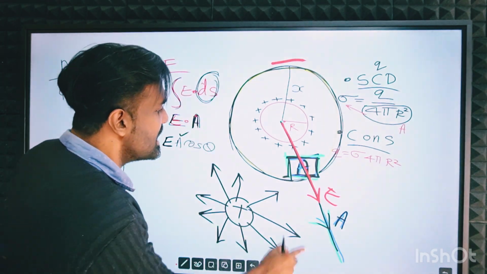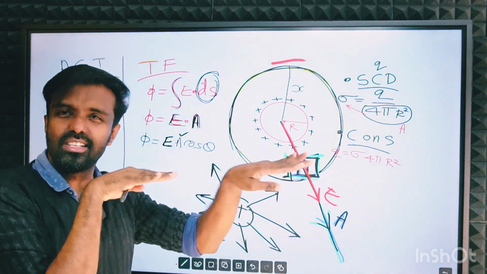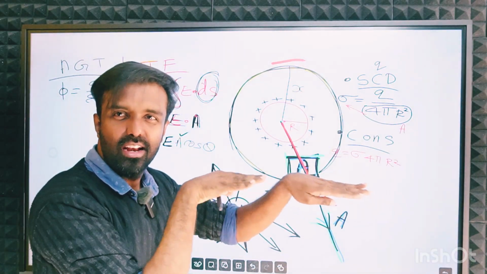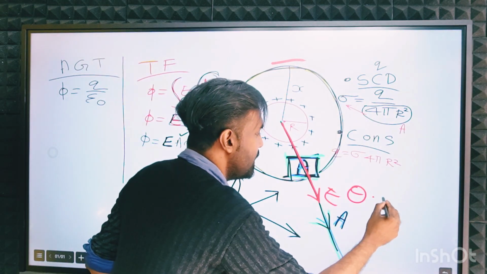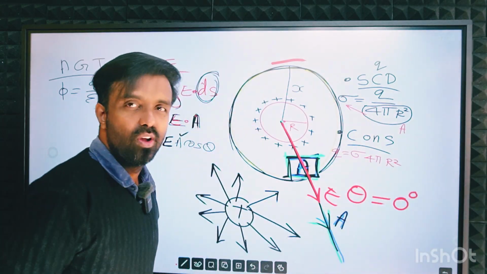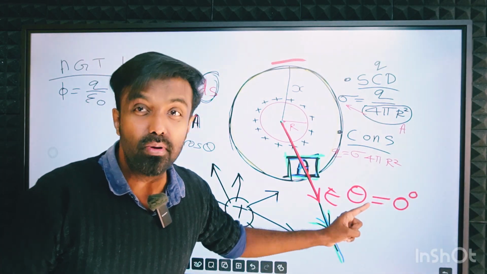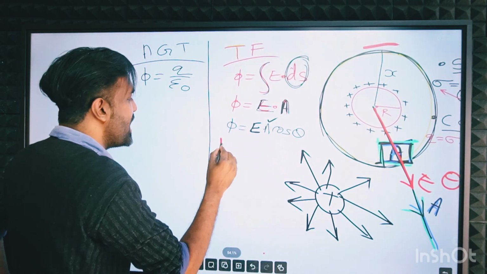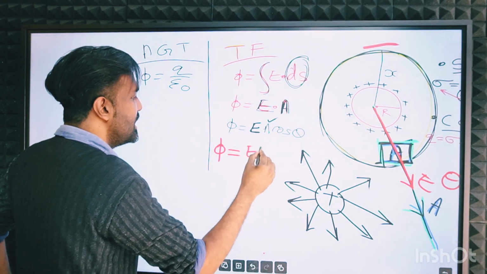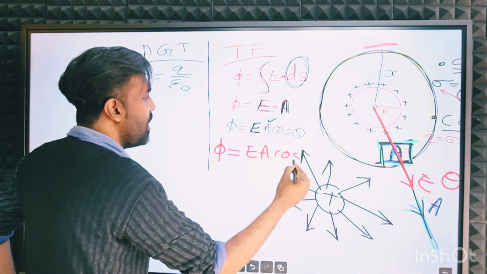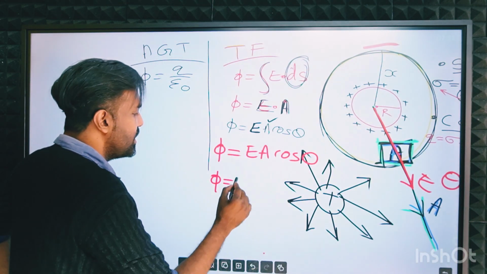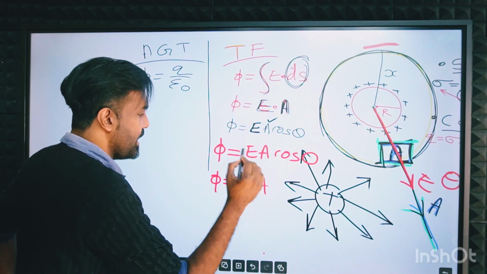So whatever it is, electric field and area are in the same line. So the angle between them should be 0. Guys, listen here. Now phi is equal to EA cos 0. Phi is equal to E into A.